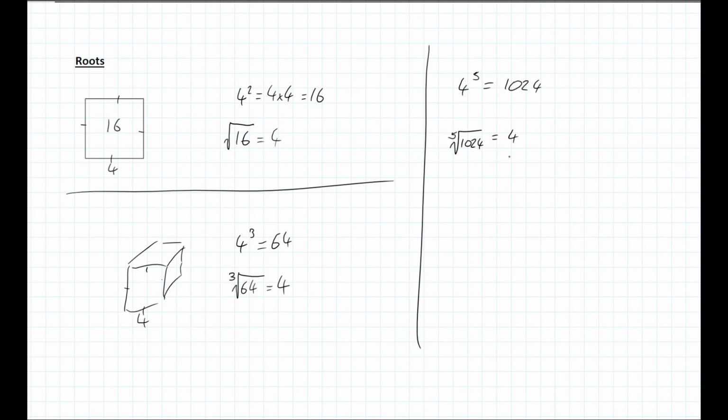Just how multiplying and dividing are opposite, adding and subtracting are opposite, powers and roots are the opposite to each other.